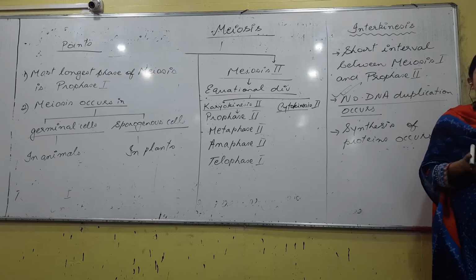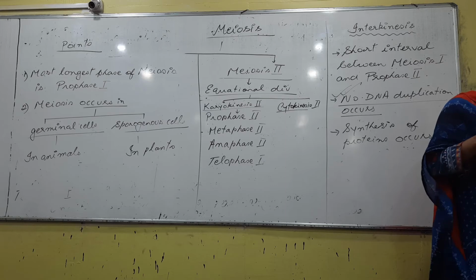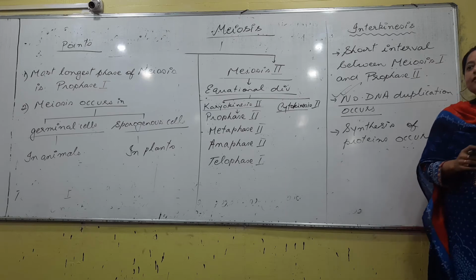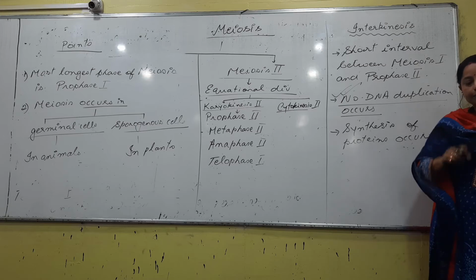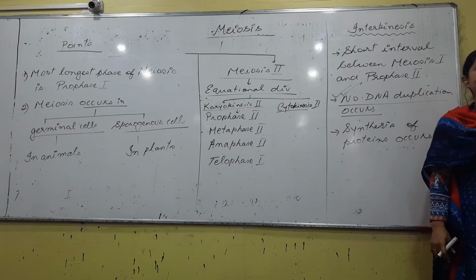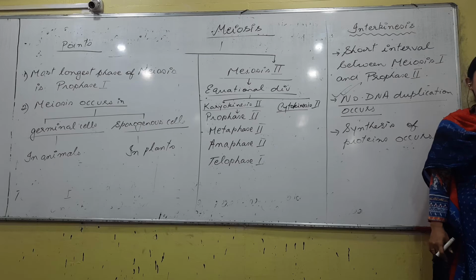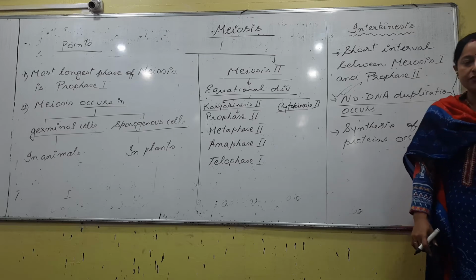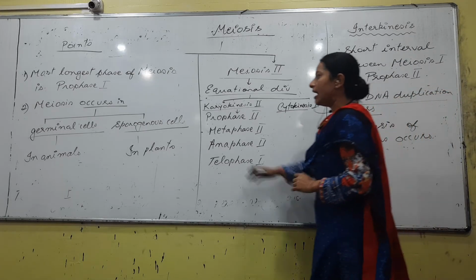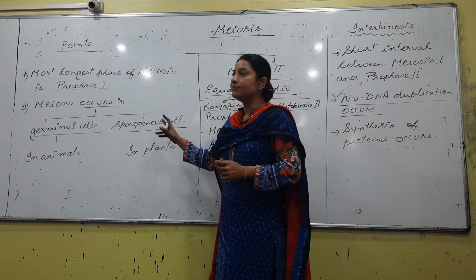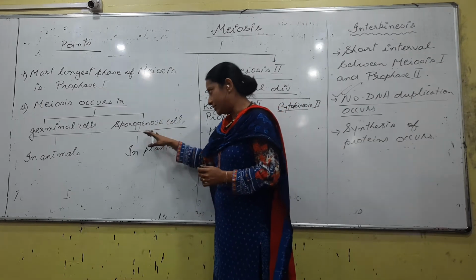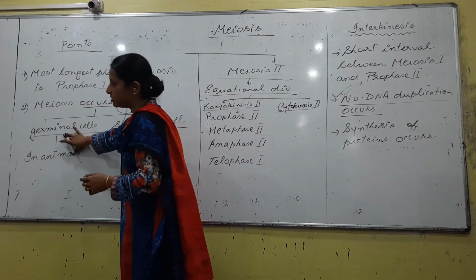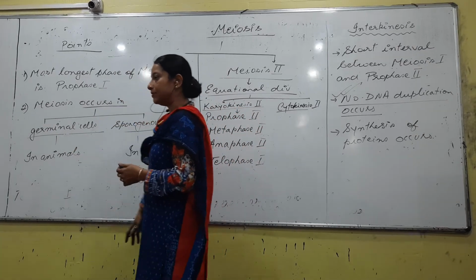So in plants meiosis occurs in sporogenous cells. If you remember, we have talked about the archisporial layer, how pollen grain forms. We know the word sporogenous cells from the plant kingdom. So in case of plants, meiosis occurs in sporogenous cells, and in case of animals, it occurs in germinal cells or germ cells, right?